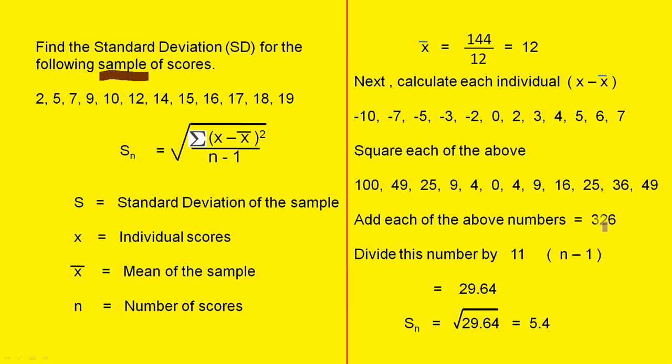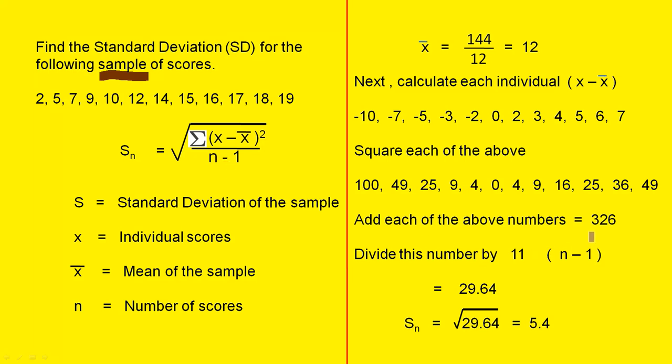That's it there. Then we divide by n minus 1. The reason we divide by n minus 1 is because this is a sample. It's not actually the population. So that's why we divide by n minus 1. So n minus 1 is 11.